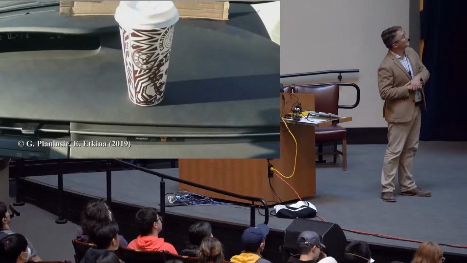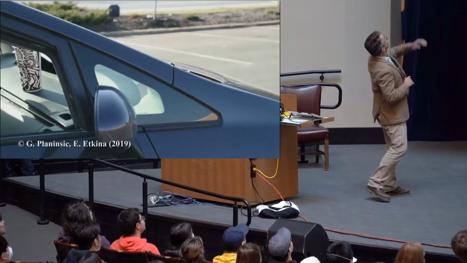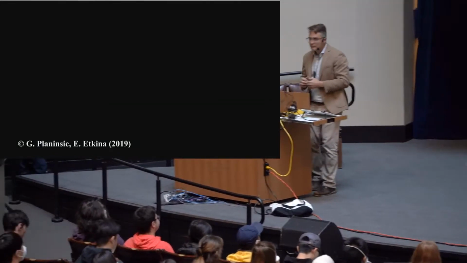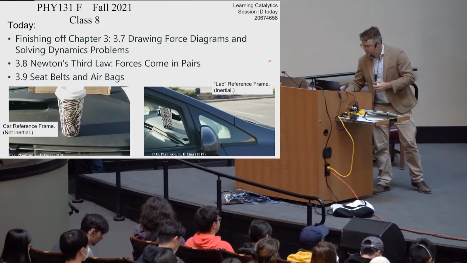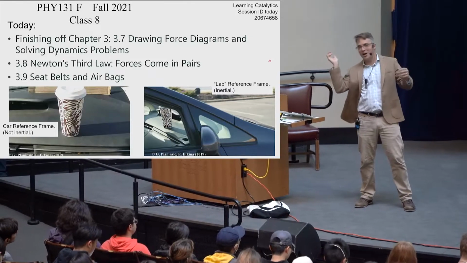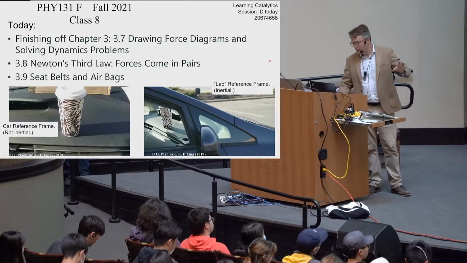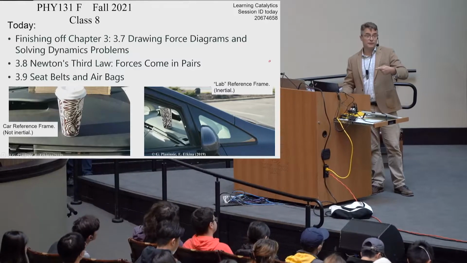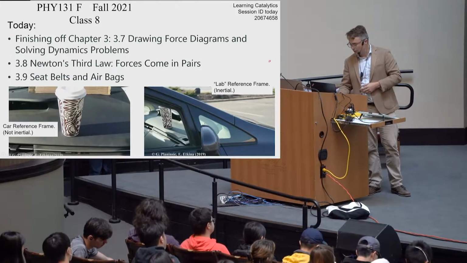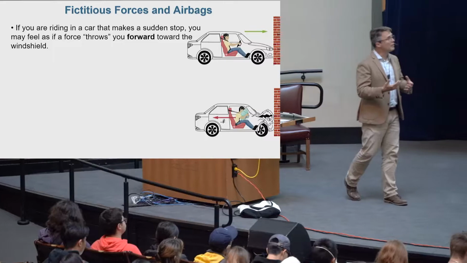So this is what you see in the car. And here's the lab reference frame. The car accelerates. The idea is that when you're in the car reference frame, there are these fictitious forces. There's some sort of force that seems to be knocking your coffee towards the back of the car. But if you're in the lab reference frame, what you see is that there's a forward force on the bottom of the cup, and nothing on the top of it, so that it causes the whole thing to kind of fall.